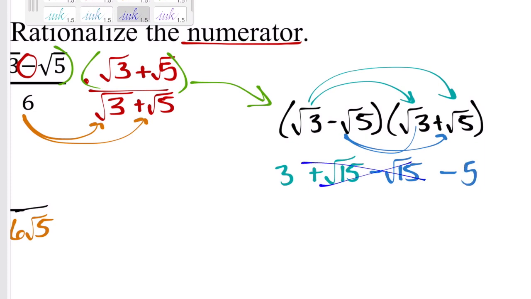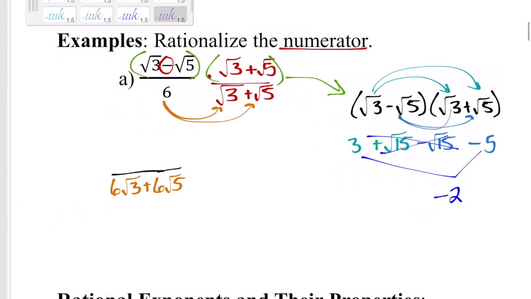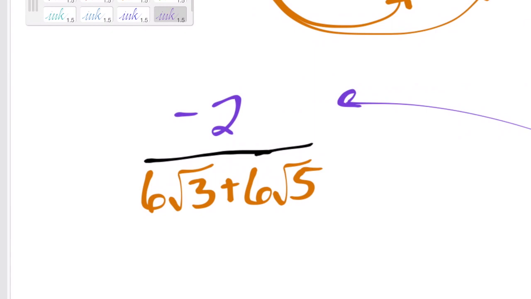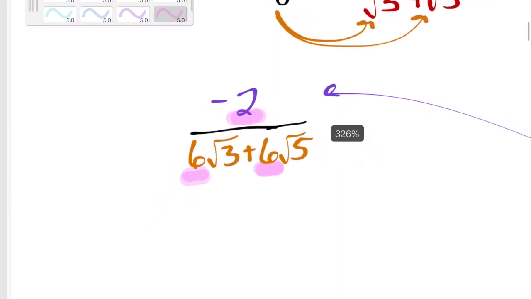So again, our middle terms cancel out. We have no more radicals. 3 minus the 5 gives us negative 2. So we have negative 2 on top. And here I notice that all of my numbers on the outside of the radicals, so I have a 6 and a 2, they could all be reduced.